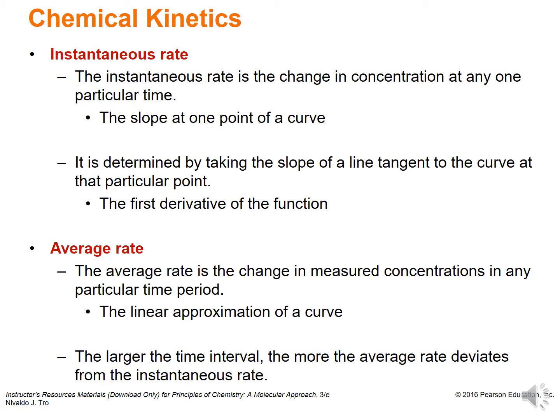So we've taken 2 points along the curve and we've made our own tangent line that has a slope running through both points. The larger the time interval, the more the average rate would deviate from the instantaneous rate, which, as we mentioned above, deals with just one particular point on that graph.